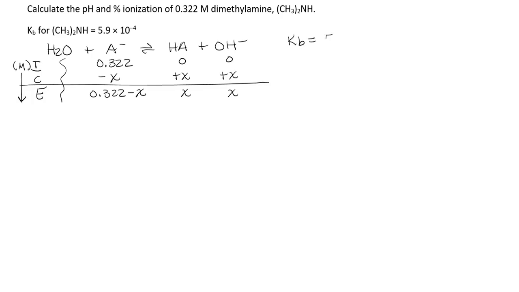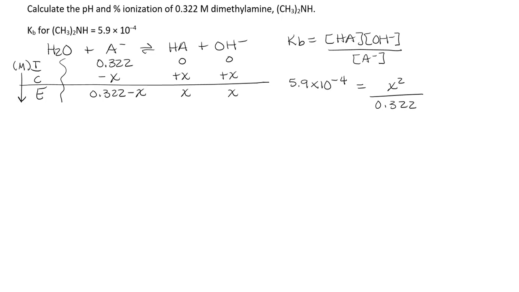Our mass action expression is HA times OH minus divided by A minus. So we'll plug in the values, and we have 5.9 times 10 to the negative 4 equals x times x, or x squared, divided by 0.322. And as is typical for these problems, we did ignore the change in x, but we're going to check it after we solve the problem.